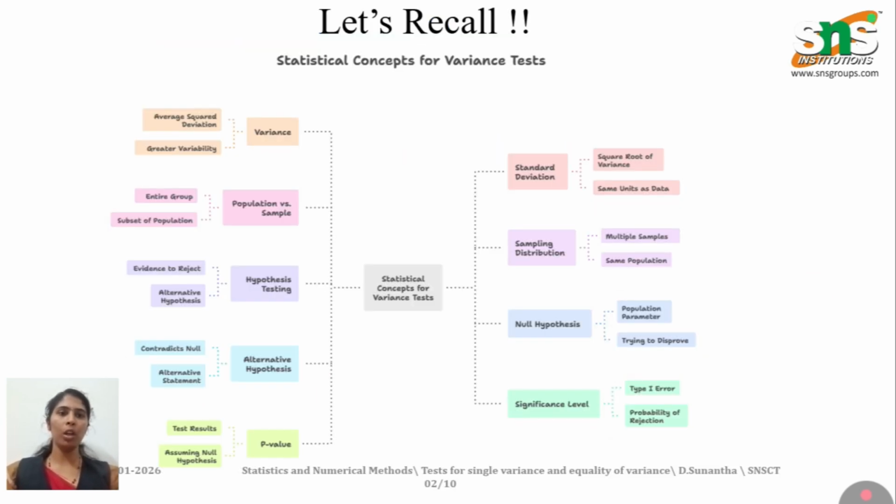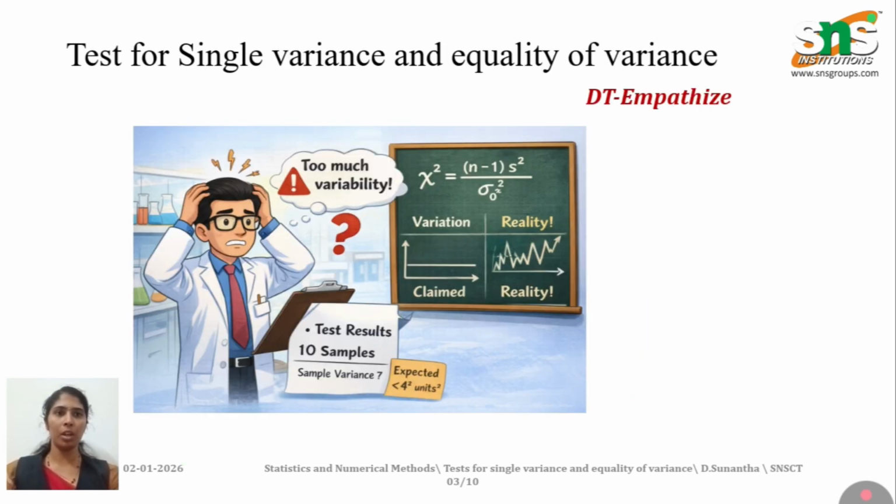Here is a small recall of the previous topic, in which we discussed the statistical concepts for variance tests, that is variance, population, hypothesis testing procedures, p-value, standard deviation, null hypothesis, alternative hypothesis, single variance, and significance level. In significance level we dealt with type 1 and type 2 errors, etc.